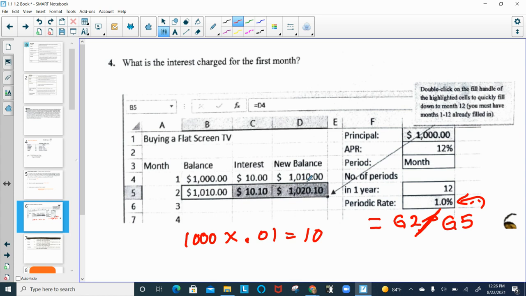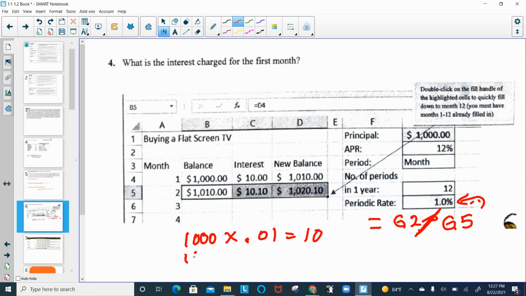So at the end of the first month, you owe $1,010 for that TV. You've been watching it for a month, Netflixing it and Huluing it and playing PS4, and you now owe $10 more. Okay? So now that new balance, they've taken this 1,000 plus this 10, becomes 1,010. That becomes your new balance for the next month.